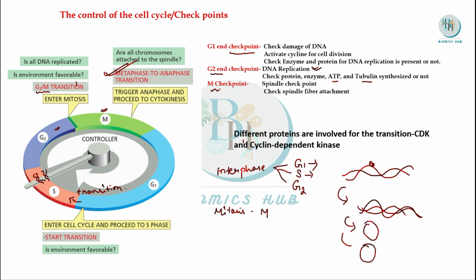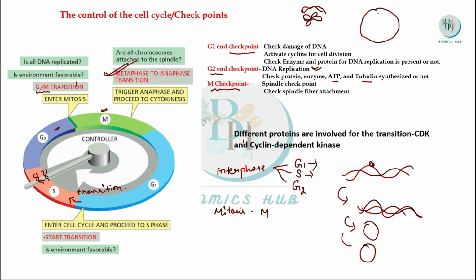Next comes the M checkpoint. What happens in the M phase? In the M phase, the chromosomes which are present are placed in the middle. Okay, they are in the middle. Why are they present in the middle?